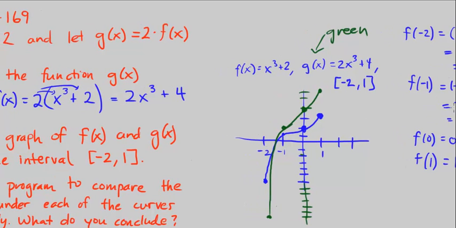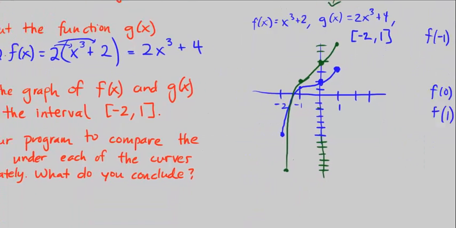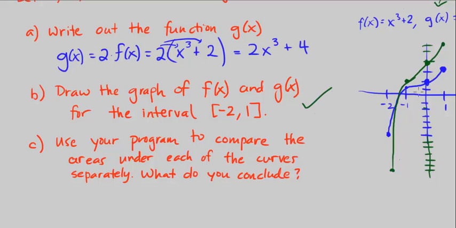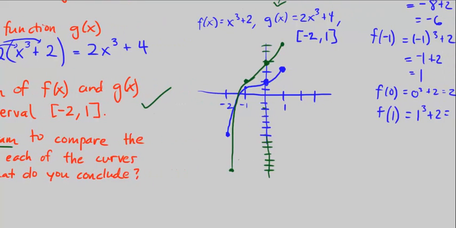Okay. And finally, so that's part B, was just sketching these graphs. Part C, we want to use our program to compare the areas under each of the curves separately. Alright, so what that means is we want to look at the area under f of x, which is this area, right, between the curve and our function. So f of x has some negative area over here, right, and positive area over here.